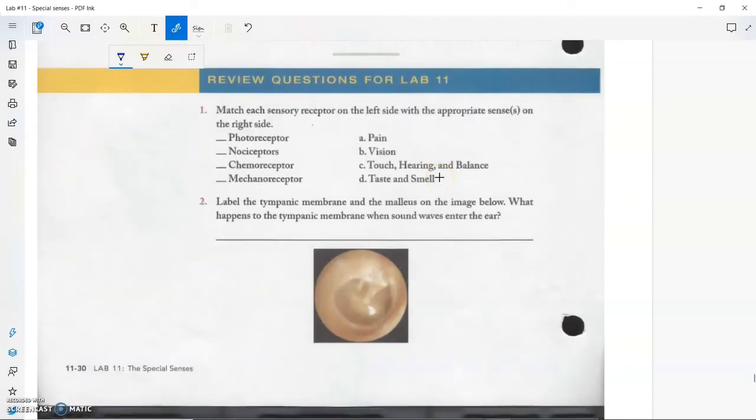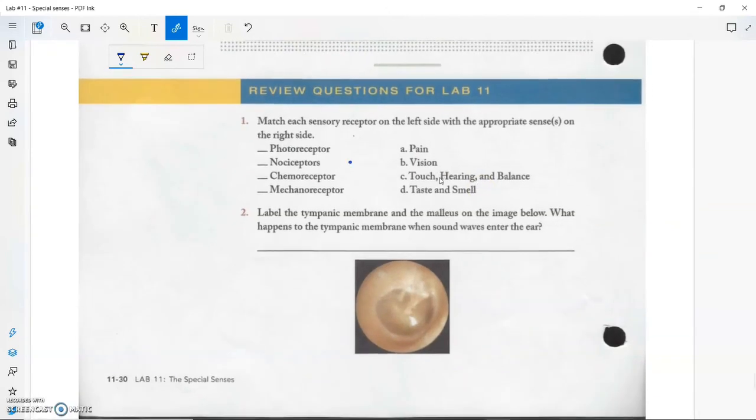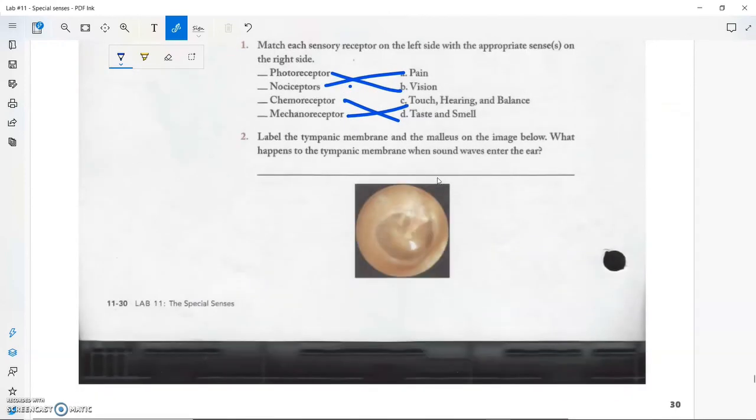And finally, the review questions for the lab. So photoreceptor, vision; nociceptors, pain; chemoreceptors, taste and smell; mechanoreceptors, touch, hearing, and balance.